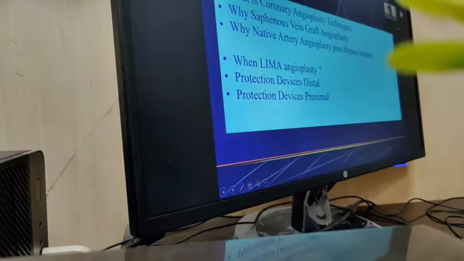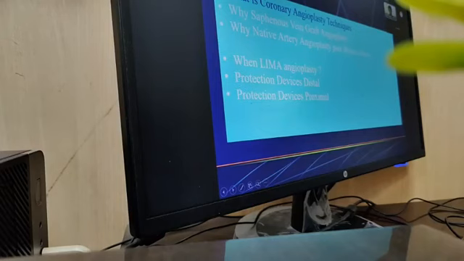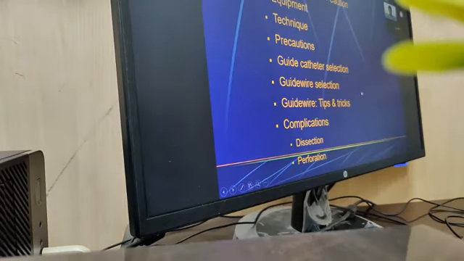My plan of presentation will start like this. What are the coronary angioplasty techniques? Why is saphenous vein graft angioplasty required? Why native artery bypass surgery? And what are the protection devices? As for coronary angioplasty technique, I'm not going into much detail. It will be told later on.